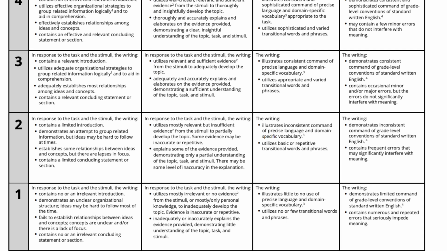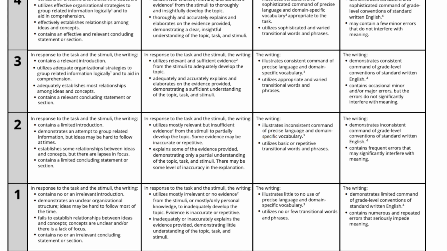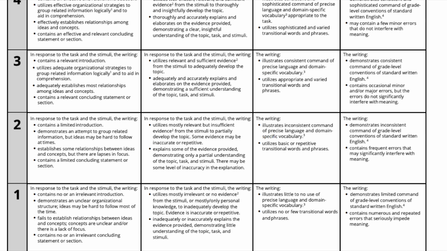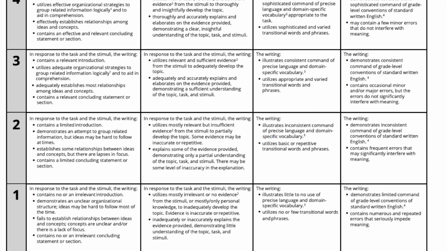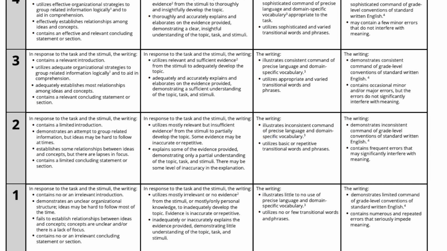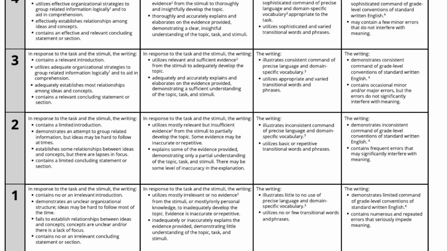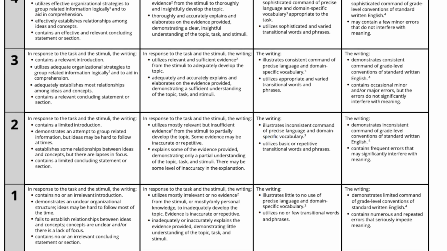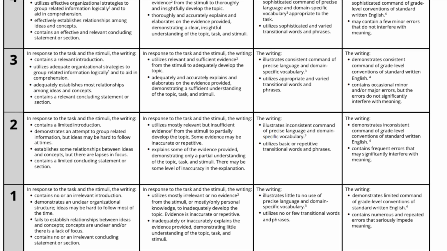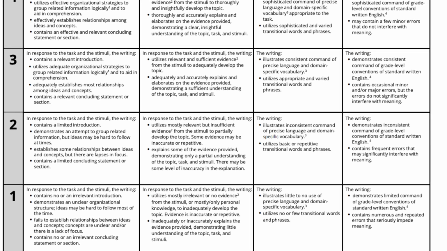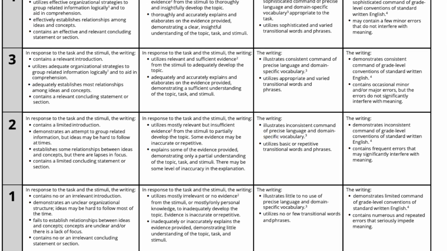Then you have development. It says, in response to the task and the stimuli, the writing utilizes well-chosen, relevant, and sufficient evidence from the stimuli to thoroughly and insightfully develop the topic, thoroughly and accurately explains and elaborates on the evidence provided, demonstrating a clear, insightful understanding of the topic, task, and stimuli. So what that means is, are you using evidence from the text and telling me which text you are using it from? Make sure that whatever evidence, whatever proof you are using, matches your fact. It needs to really support it.